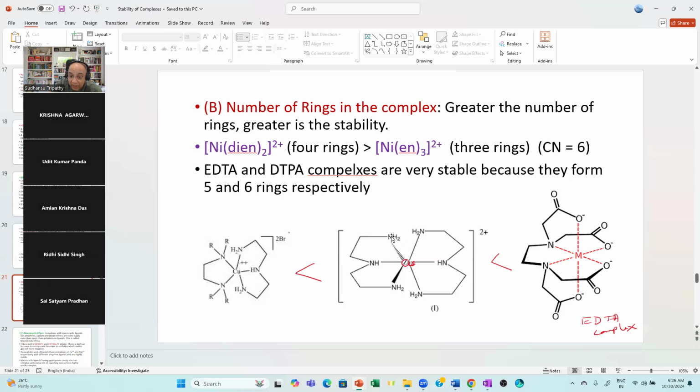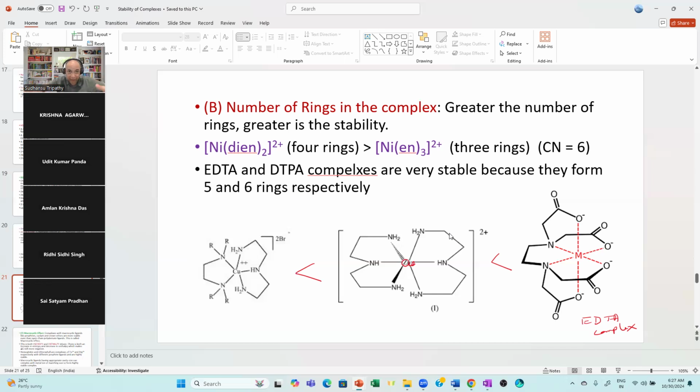But the number of rings from each diethylene triamine is 2, but in each ethylene diamine is 1. So the total number of rings here with the same coordination number 6 with 3 ethylene diamine is 3 rings. All are 5 membered. Here there are 4 rings. And if you go for EDTA complex, there are more rings, 5 rings in EDTA. And if it is DTPA, diethylene triamine pentaacetato, there will be 6 rings. So coordination number remaining same, each ring size remaining 5.